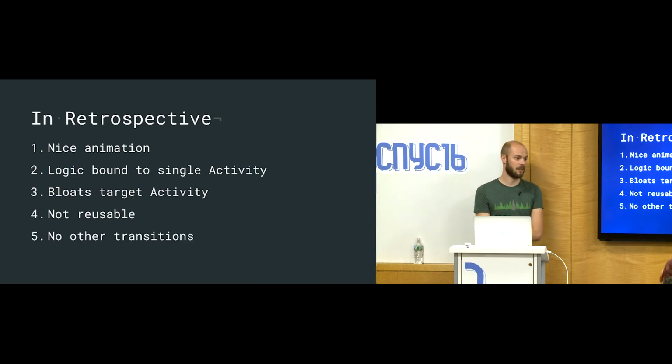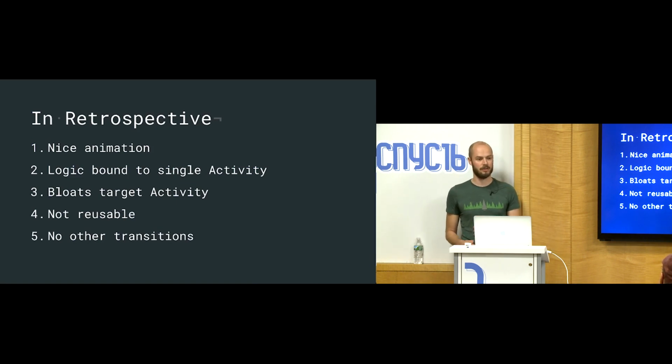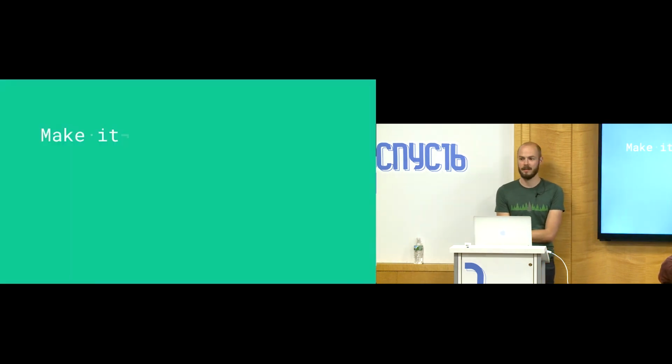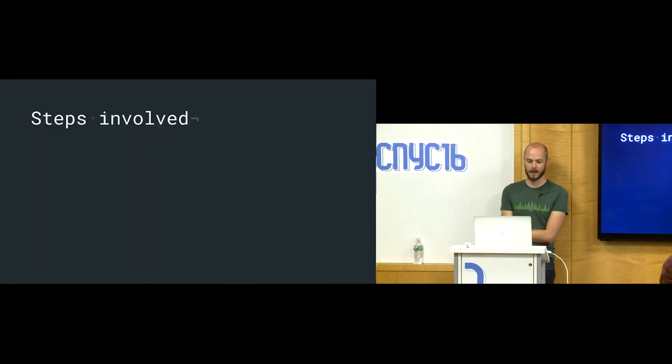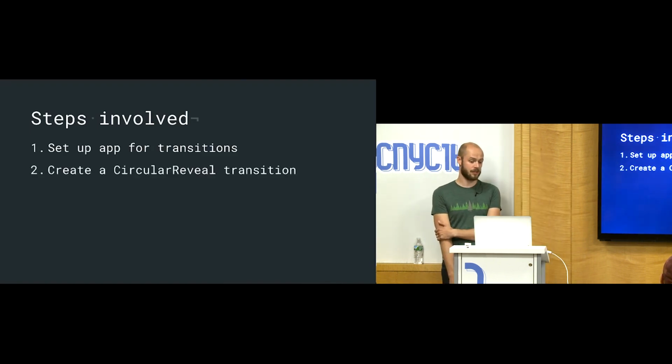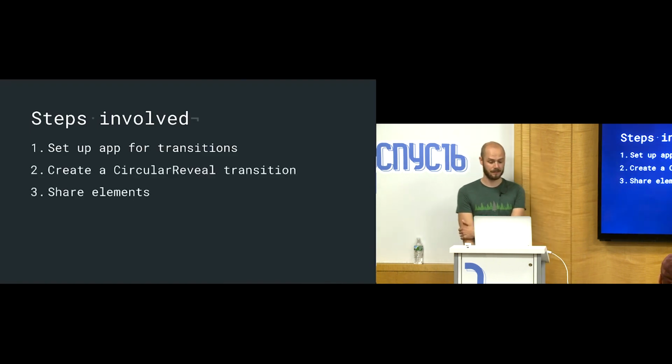And there's no transitions running at all. So if you want to have something else going on than the shared element animation that we have in there, you would have to work around this even more. So let's go ahead and make a nice transition out of that. What do we do? We set up the app for transitions, then we create a circular reveal transition, and then we share the elements.